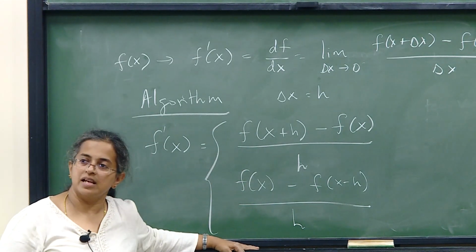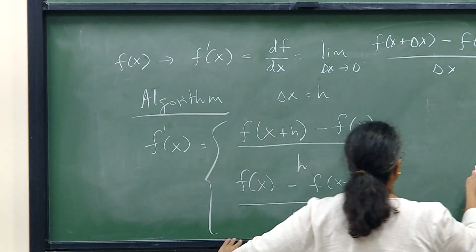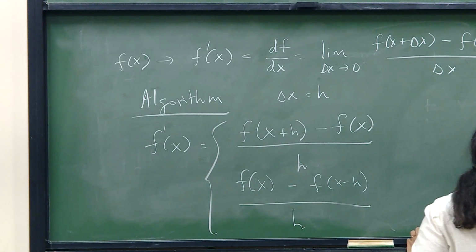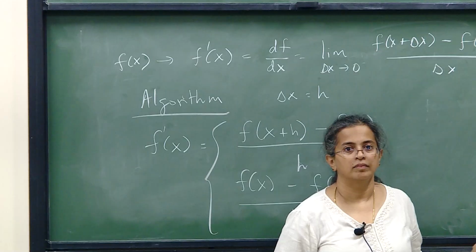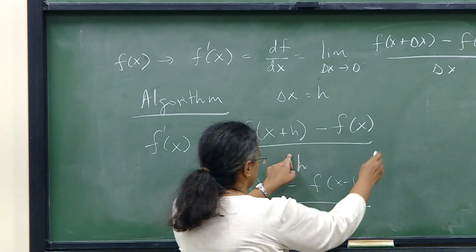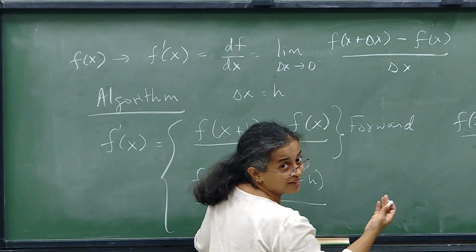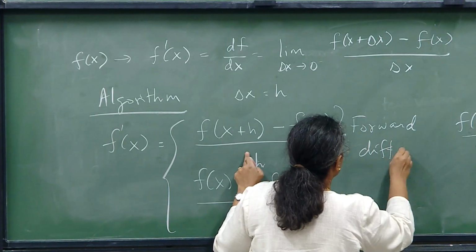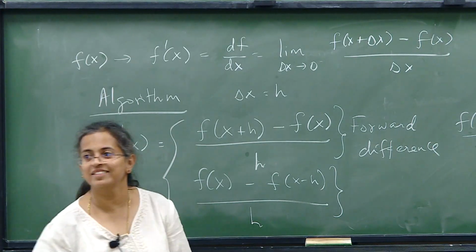Correct? Is there any other way of doing it? I can take equal intervals on either side of h. Correct? The third way is I can do f of x plus h by 2 minus f of x minus h by 2 divided by h. Each of these has a name. This one is called forward difference. It's a difference, right? It's a finite difference. Your h is finite. You can't take it to 0. This is called forward difference. What do you think is the name of this guy? Backward difference, right?